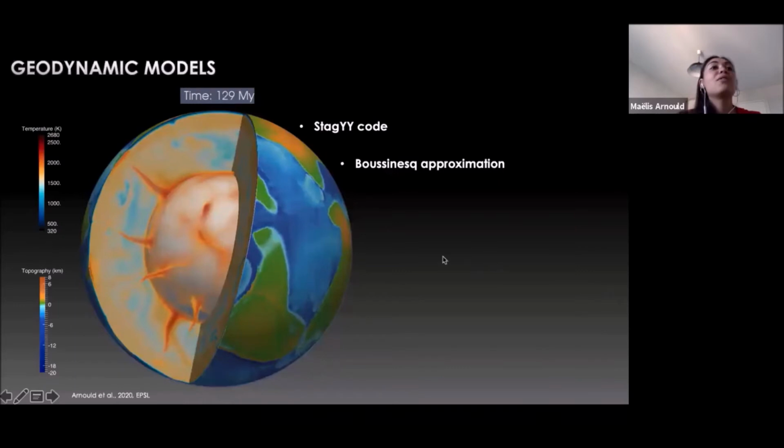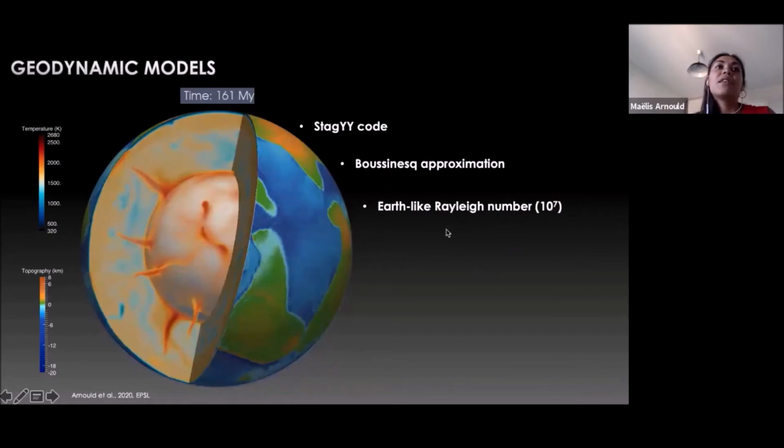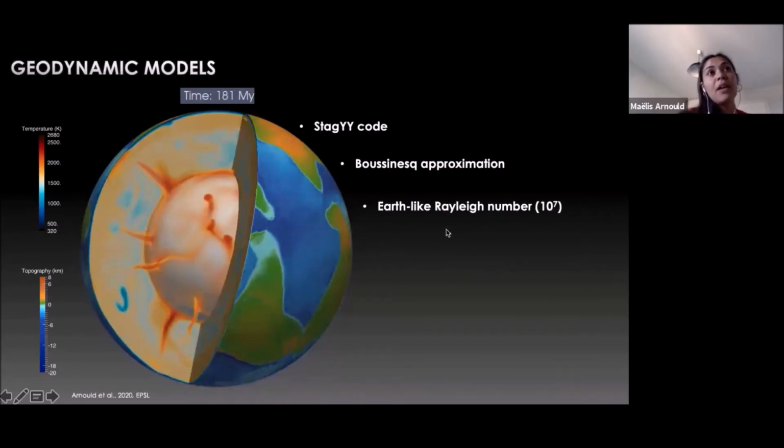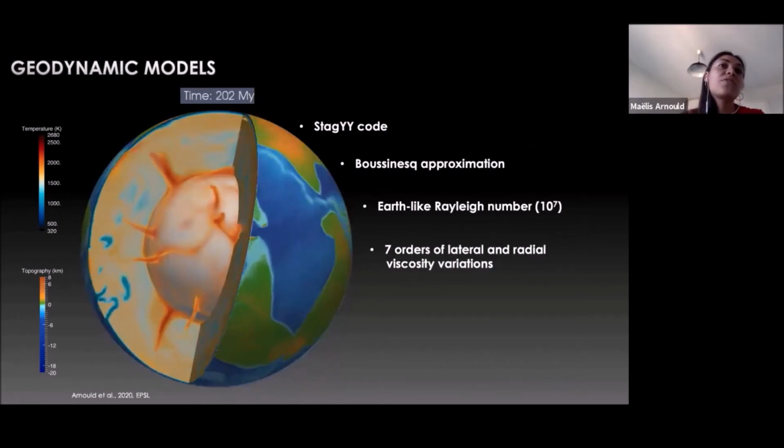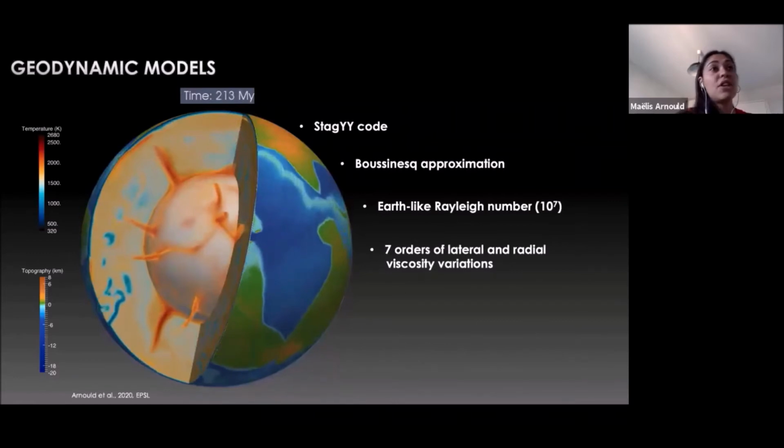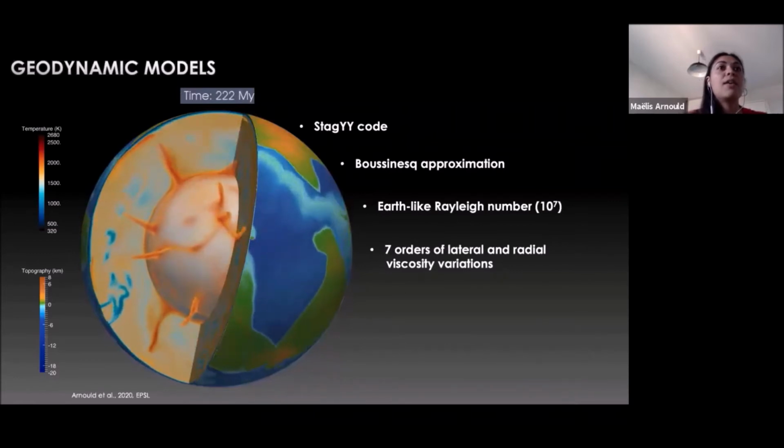And this will model an incompressible fluid. And here we use as well a Rayleigh number of 10 to the 7, and a viscosity law that generates 7 orders of lateral and radial viscosity variation throughout the domain.